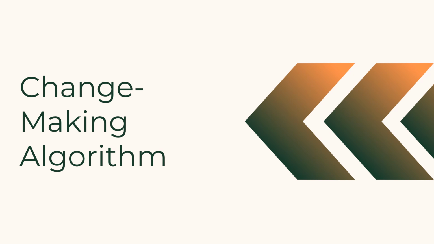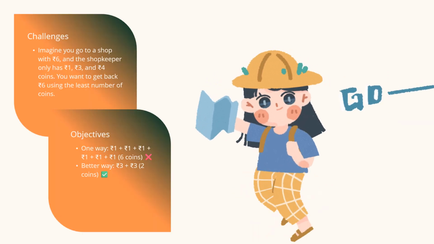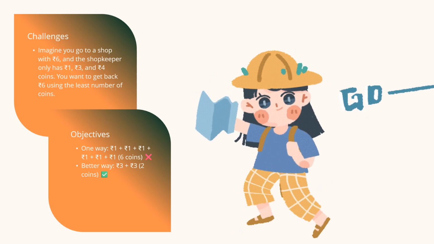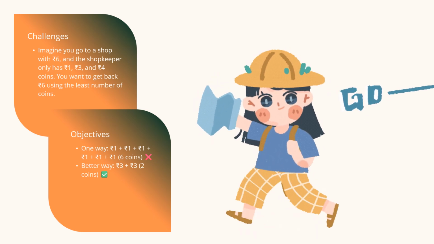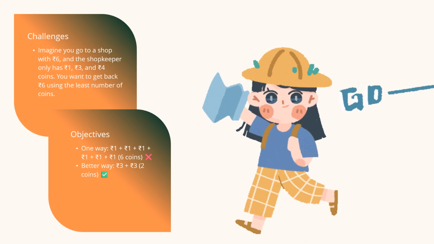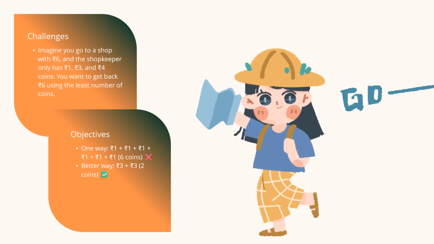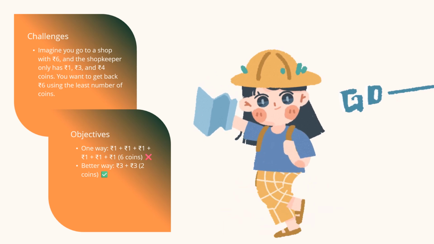Hello everyone. So to introduce you to the dynamic programming approach, there is one more algorithm called the change making algorithm. Here the change making algorithm would be like, assume that you are in a shop and you purchased something and the shopkeeper has to give you the change of amount 6 rupees. Out of 6 rupees, he has 1 rupee coins with him, he has 3 rupees coins with him, and he has 4 rupees coins with him.